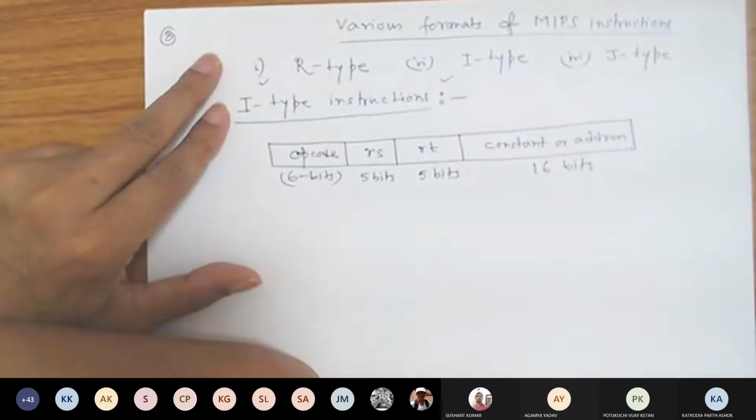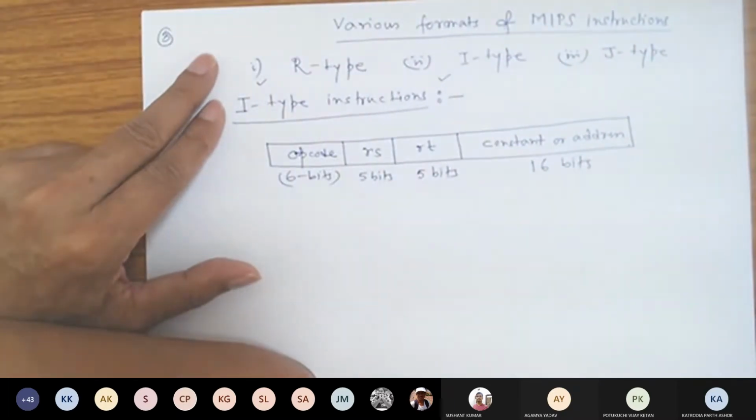So the 16-bit address means a load word instruction can load any word within a region of plus minus 2 to the power 15 from the base register. That means around 32,000 bytes shifting from the base register, RS, which is basically the base register, is given.